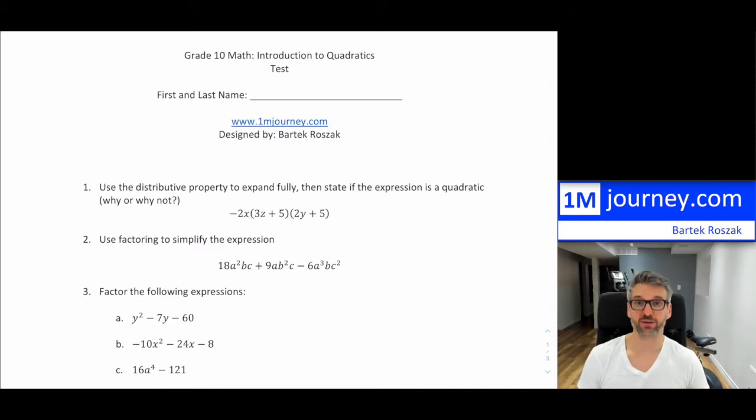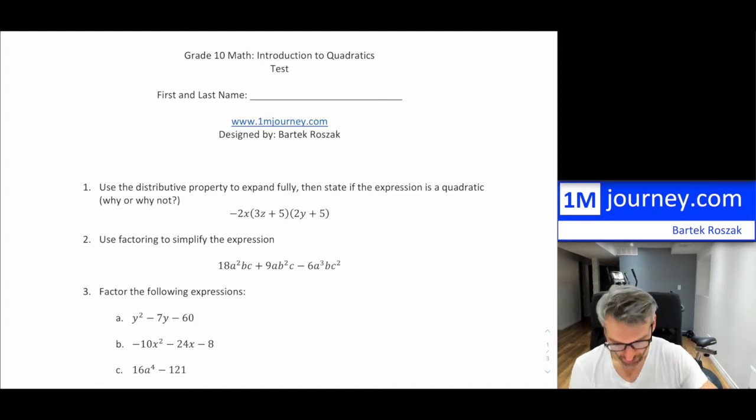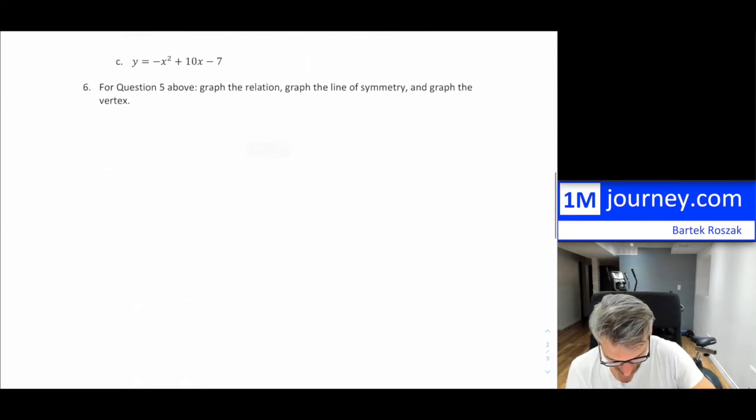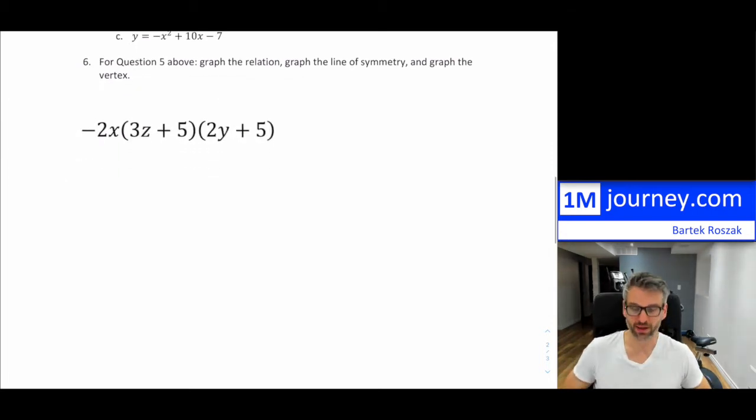quadratic and why or why not. I'm going to take this whole thing, bring it down, and expand it out for us. So is this a quadratic or not? I can already see it's not a quadratic. The reason is that it has two variables, x and z, and actually it has a y there as well. Because of that, it cannot be a quadratic.